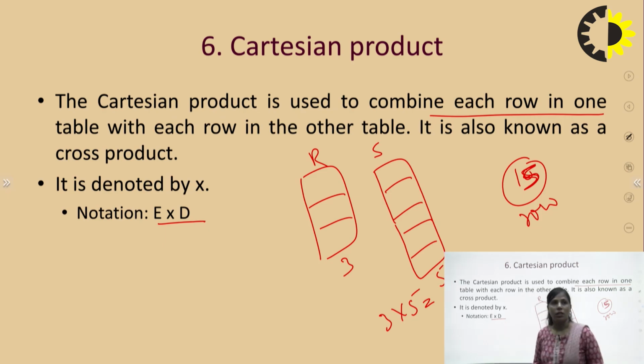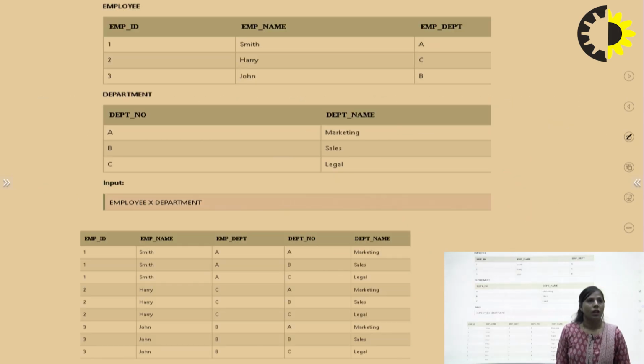We denote it by the multiplication sign, the product symbol. This is the representation: E cross D. E and D are the tables' names. For example, this is one table and this is another table, and we have done the multiplication part. Now let's see it by an example.